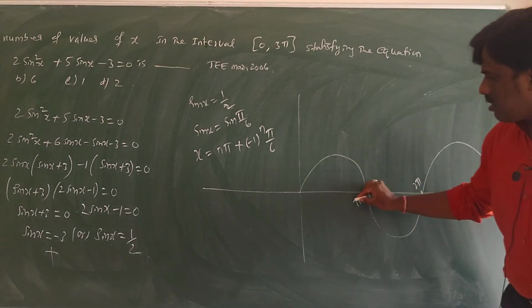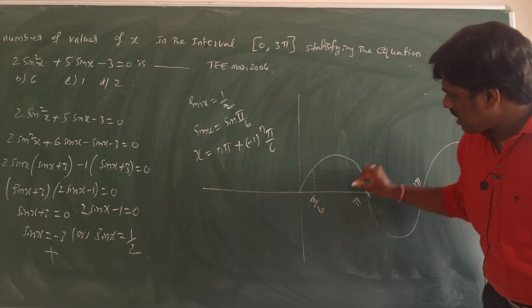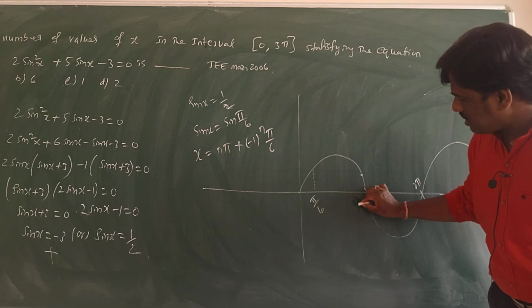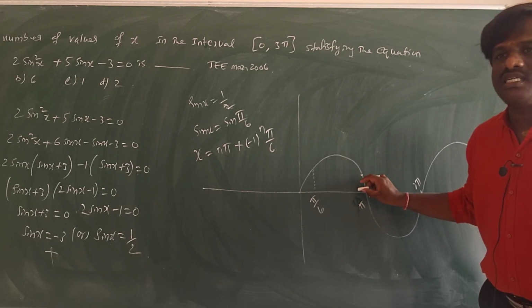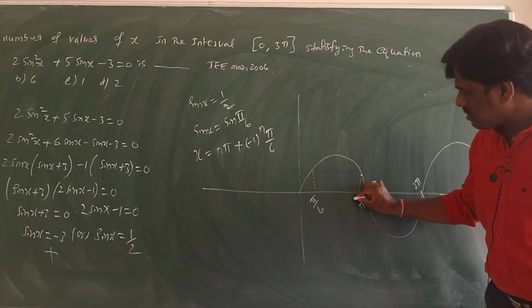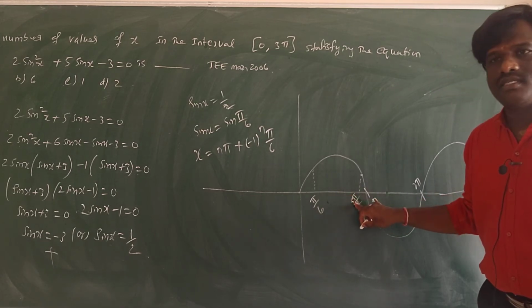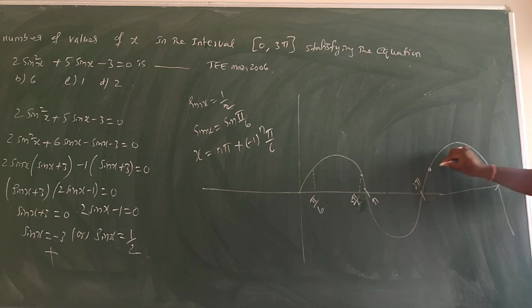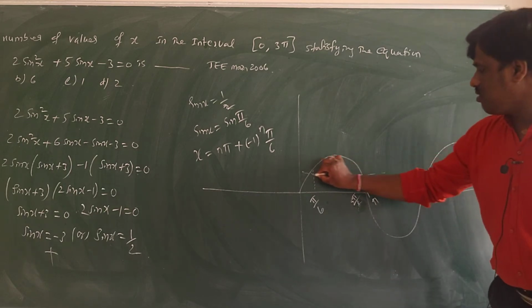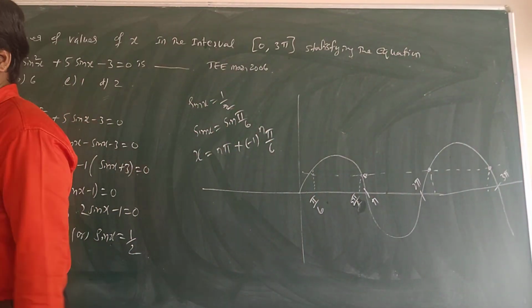What I know here is half you will get at pi by 6. Again you will get pi minus pi by 6, in the second quadrant, that is 5 pi by 6. Means you will get the answer half at pi by 6 and 5 pi by 6. Same thing happens again as the period repeats. So how many places are you getting the answer? 4 places. So the answer is 4. A is equal to 4 is the right answer.